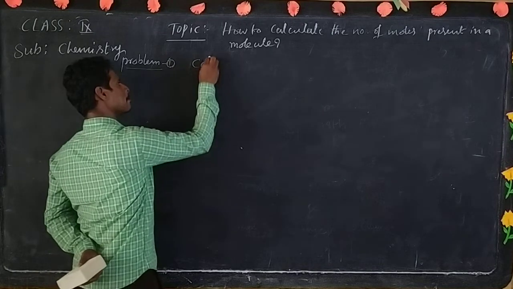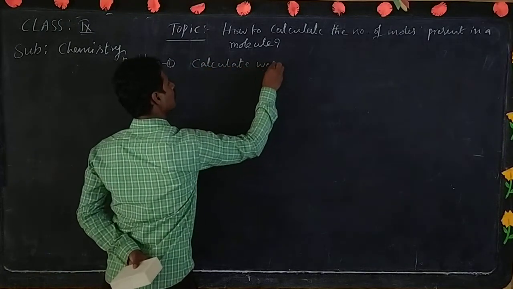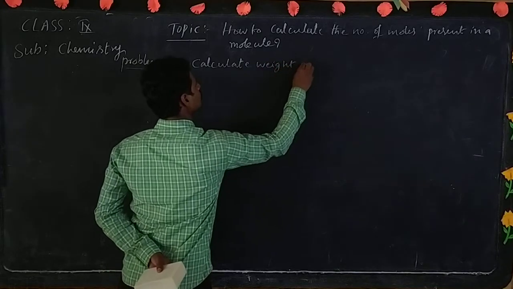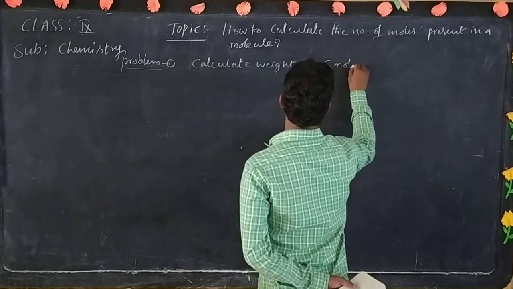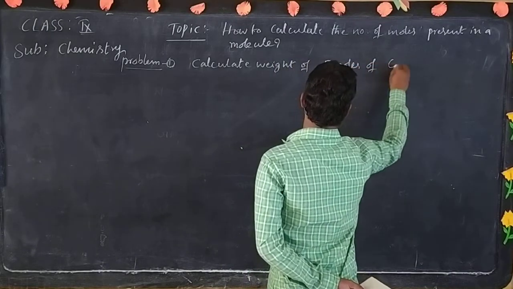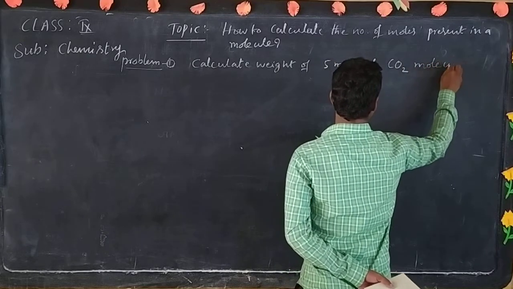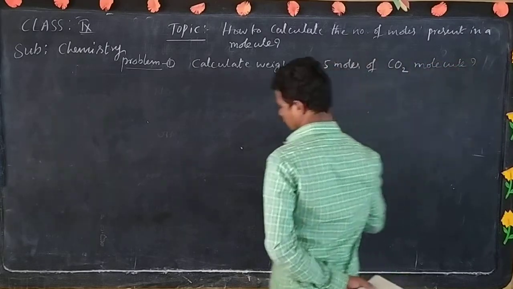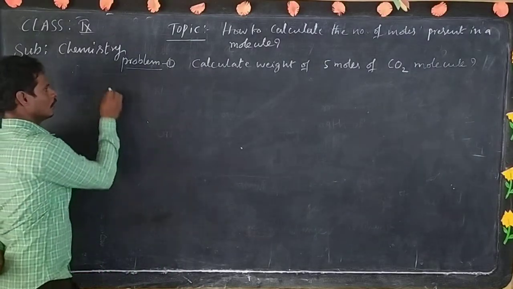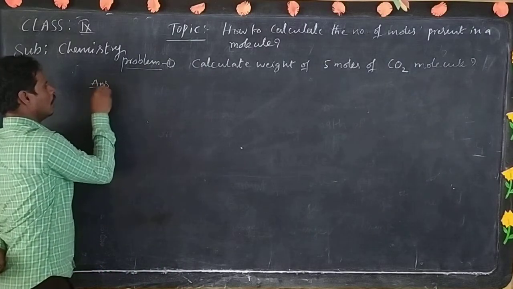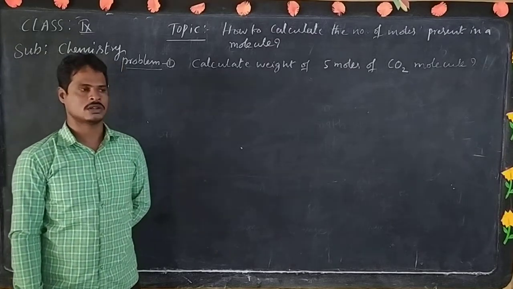Calculate the weight of five moles of carbon dioxide molecule. Now, answer. According to the question, we can identify what is given and what is not given.